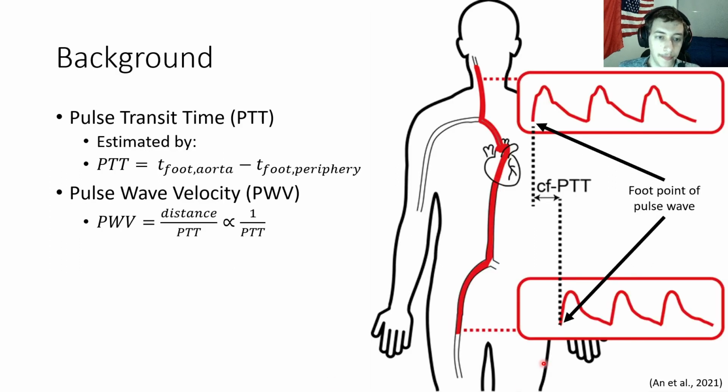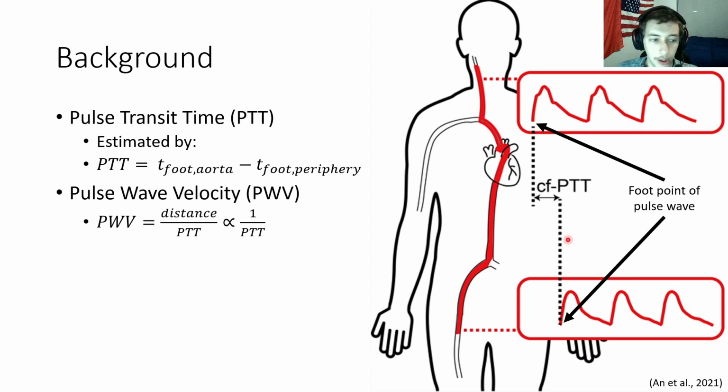As a little bit of background, whenever you measure blood pressure, you get these pulse waveforms shown here, and the minimum here of the pulse waveform is called the foot point. And so the pulse transit time is defined as the time delay between foot points on the same heartbeat, but where the first is measured near the heart, such as the aorta, and then the second is measured in some periphery, like the leg.